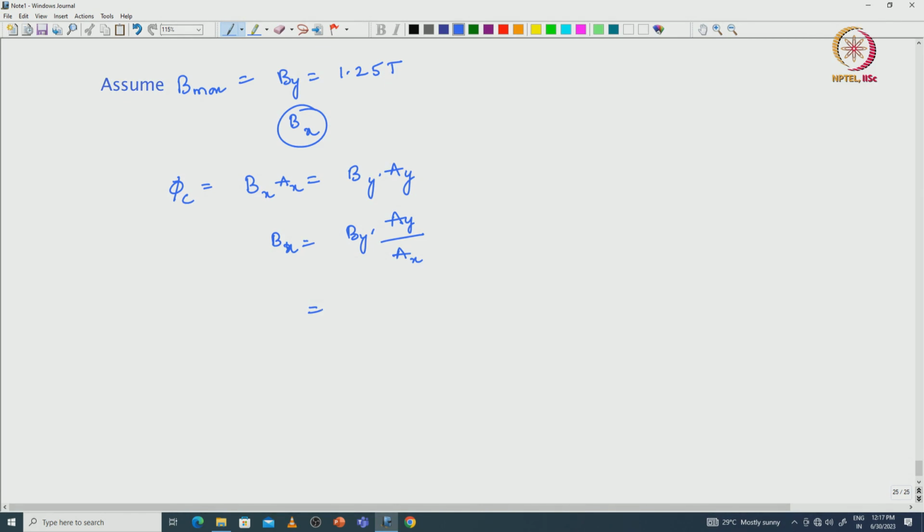If we substitute everything, the area at the x region is 16 mm square and the area at the y region is 8 mm square. The mm square will cancel each other, and this is 1.25 Tesla. So, finally, we get 0.625 Tesla in the Bx region.